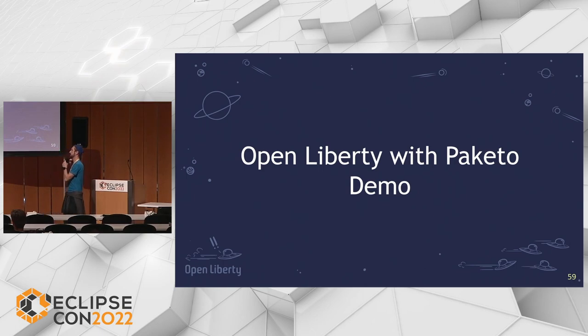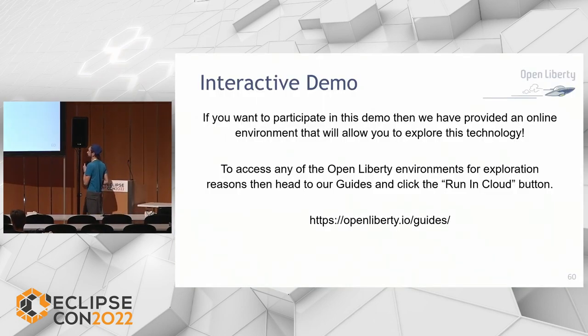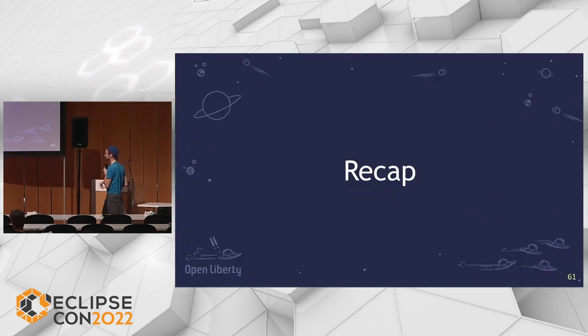Again, I'm not going to be able to show you a demo. I don't have a Docker license yet with my new company, and in the essence of time, we probably don't have enough of it. But it's very, very simple to do. There is a guide on the Open Liberty website. If you go to openliberty.io/guides, there is a Paketo guide there if you want to check this out yourself. We also run on a cloud hosted environment, which means you can try out all our technology without having to download any prereqs. So it's very, very useful.